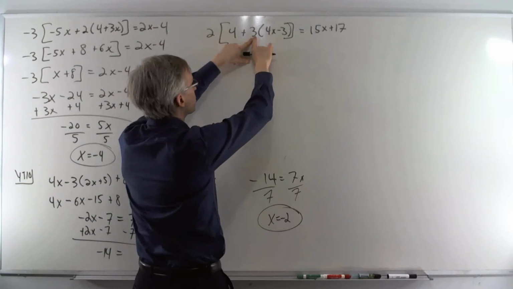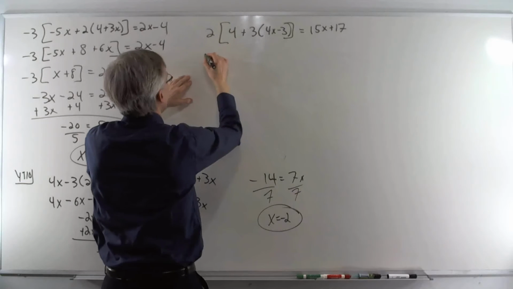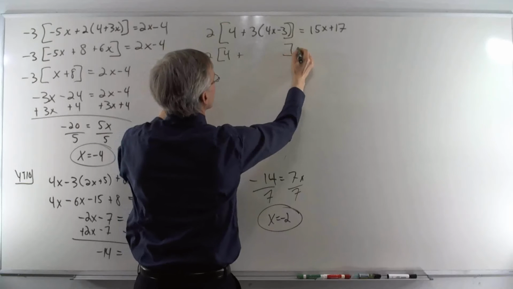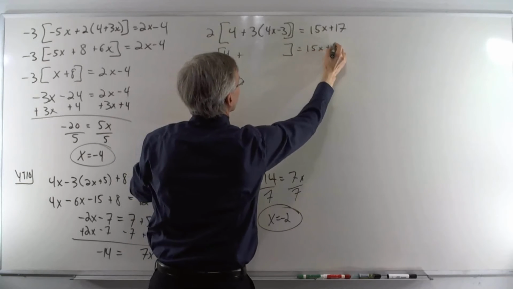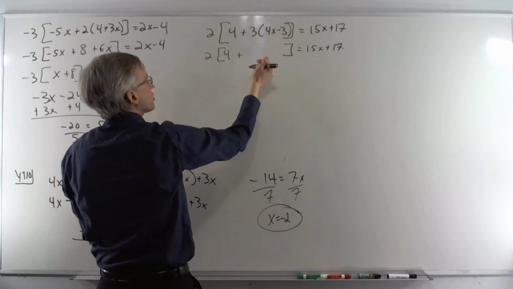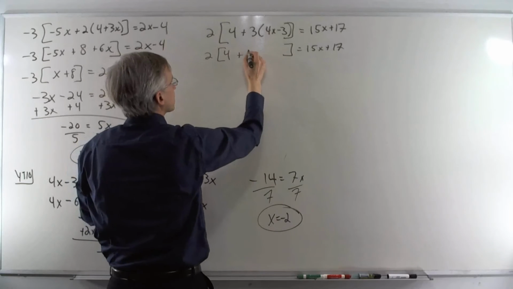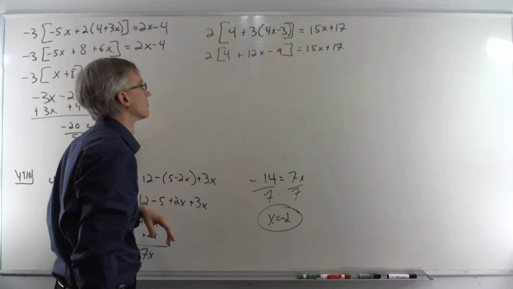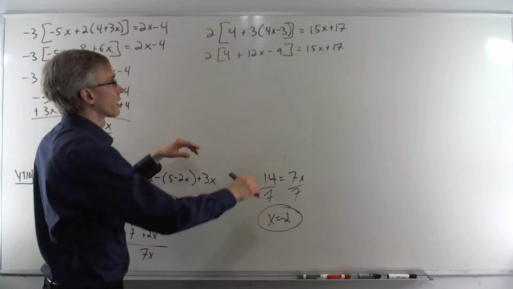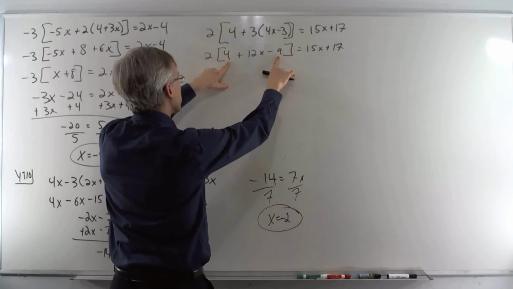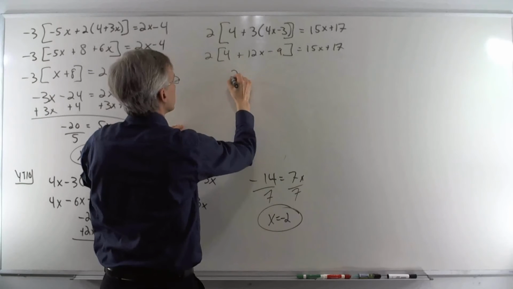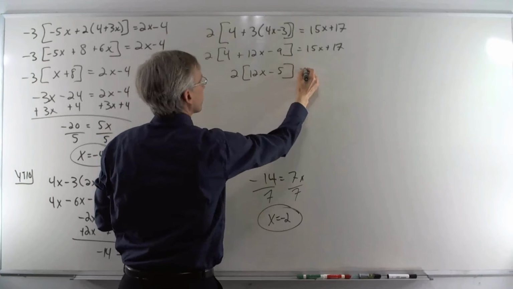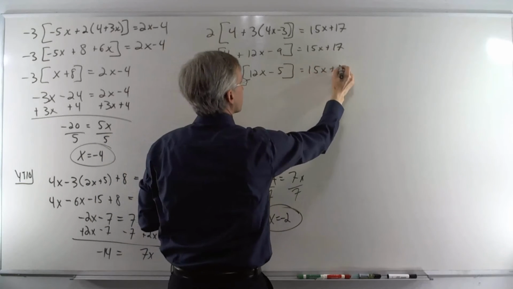So we're going to start by distributing into these inner parentheses first. So nothing is going to change out here. Only thing that will change is this distribution here. So 3x times 4x is 12x. 3 times negative 3 is negative 9. Now inside the parentheses, we've got a couple of like terms we can combine, the two constants. We'll do 4 minus 9. So we get 2 times 12x minus 5 equals 15x plus 17.